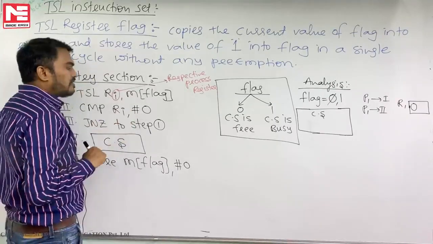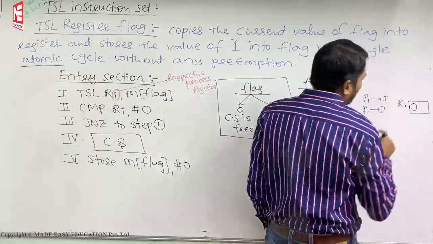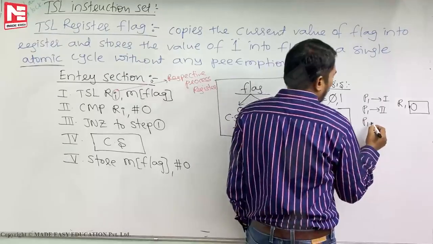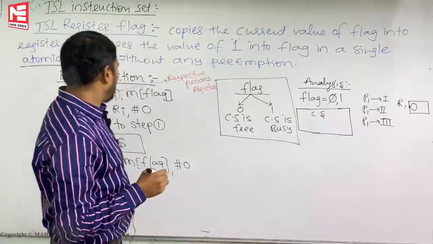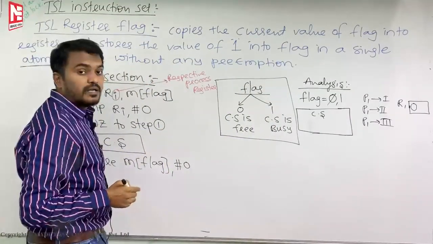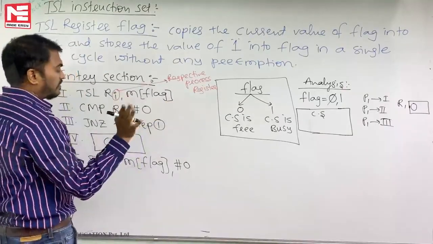Compare the register value with 0. When you compare the register value with 0, tell me, 0 or non-zero here? 0. Okay, right, no problem. Next, P1 is executing the third instruction. What does the third instruction say? JNZ, jump if it is non-zero to step 1. Now tell me, will it jump here? No, it will not jump because it is 0. It will not jump to step number 1.